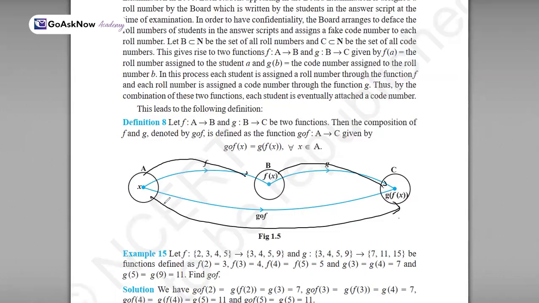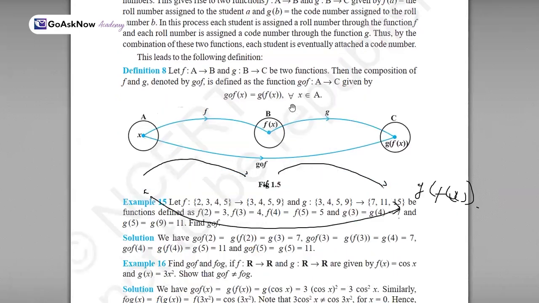I have x here and f(x) here, and I have to find the g function which is related to f(x) also. So it will be g of f(x). It will be defined as g of f(x) for every x belonging to capital A. So you have to remember this point, how it comes and what is the relation between these two functions f(x) and g(x).